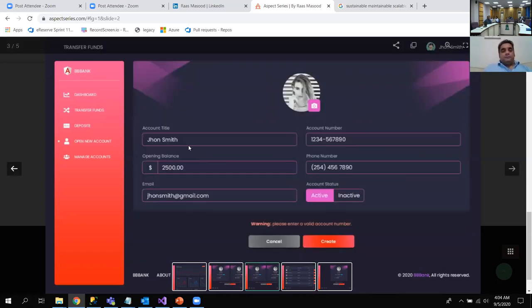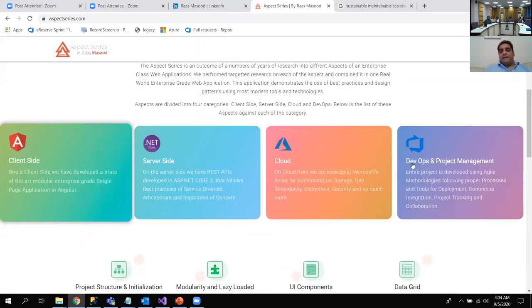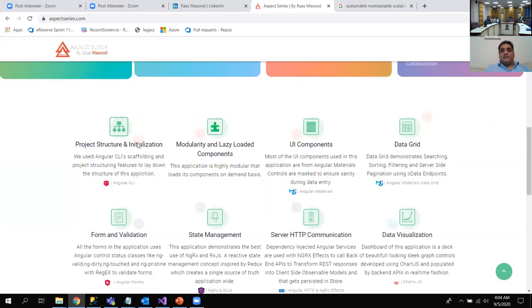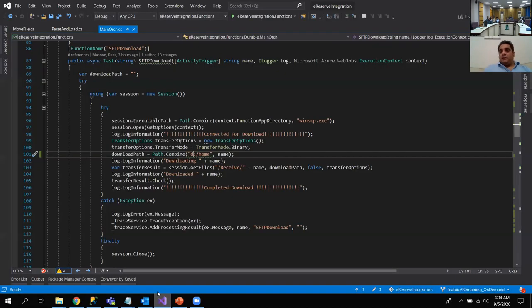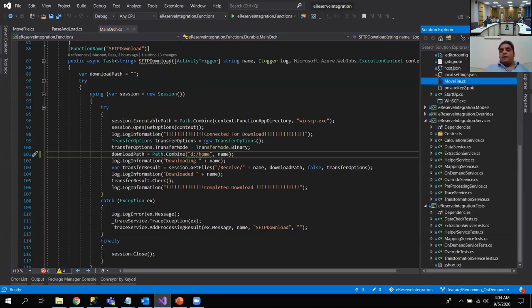So I divided these aspects into four categories: client side, server side, cloud, and DevOps. In the client side, one of the aspects was project structure and initialization. One of the important things in development is that you want a very good project structure. This is an example of a project structure: how the files will be maintained, how the different applications will be maintained, so that people who are working in collaboration on a particular project can understand where everything is.